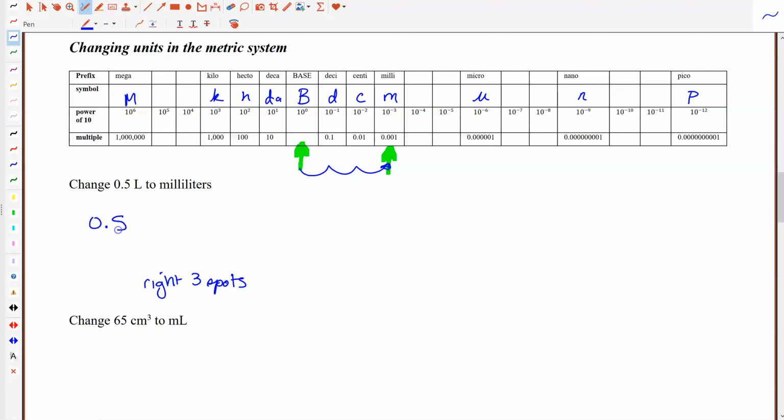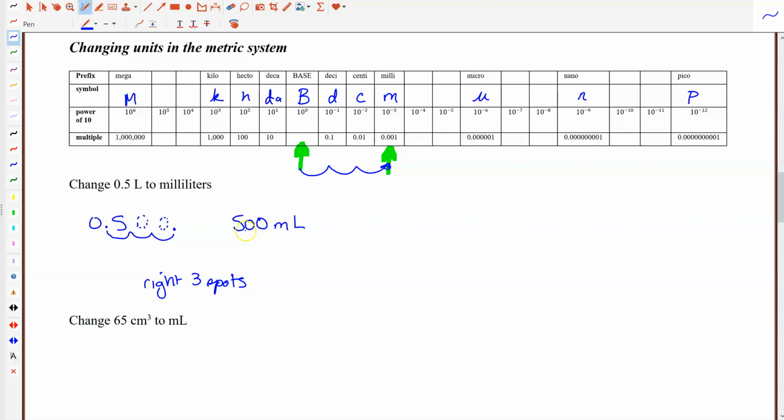Right now the decimal is before the 5, so if I move it 1, 2, 3 spots to the right, we'll need to put in some filler zeros. So this ends up at then 500, and then my units are milliliters. Don't forget liters is capital L.